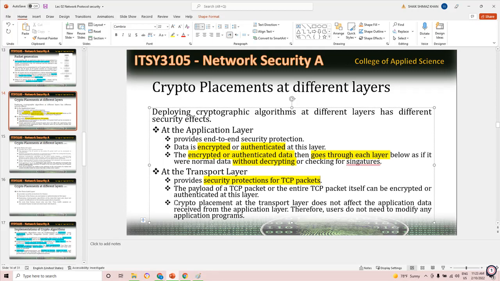So crypto placement: the payload of the TCP packet or the entire TCP packet can be encrypted or authenticated. So what does it mean?